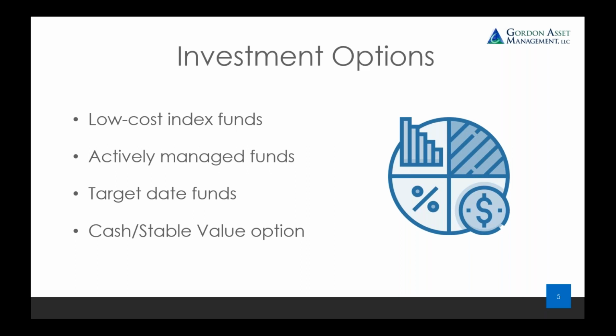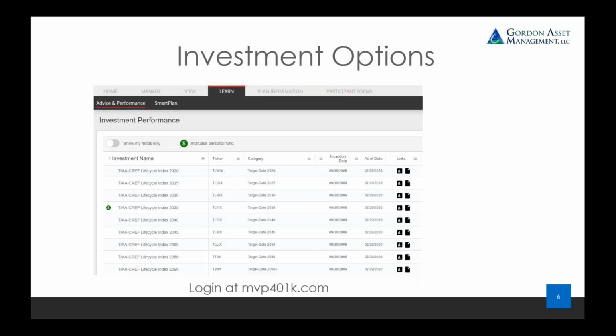Target date funds are provided for those who would prefer more of a do-it-for-me option, and these funds will be explained in greater detail later in the video. Lastly, every menu is equipped with a cash or stable value fund option for highly conservative investors who may wish to eliminate market fluctuations. A list of available investment options can be found by logging into the MVP website and selecting Advice and Performance located under the Learn tab.